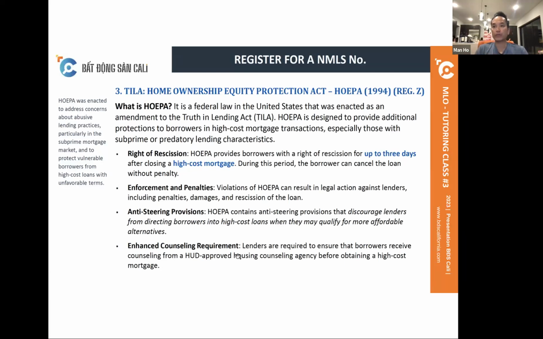Okay, enhanced counseling requirement. Okay, so more resources, more counselors that the borrower can go and talk to if they have questions. So usually the lender will send out a list of counselors that the borrower can go and talk to if they desire, if they want to. Okay, if they don't want to, that's fine.